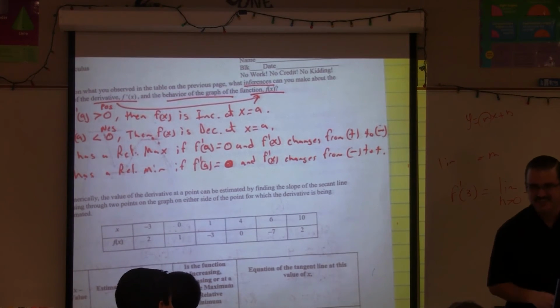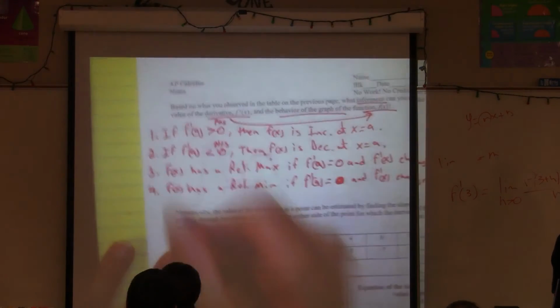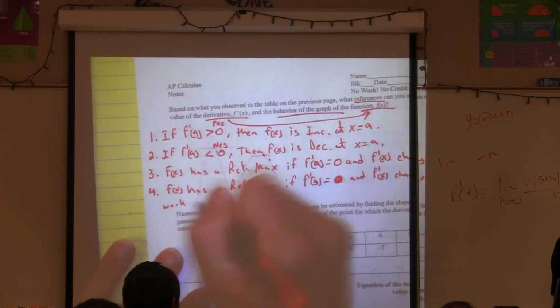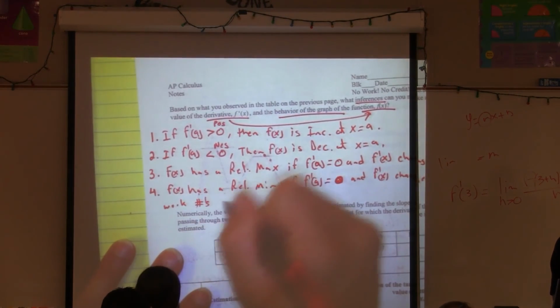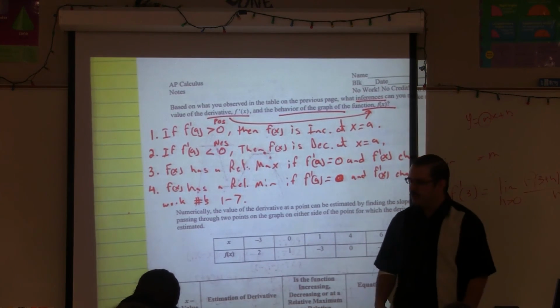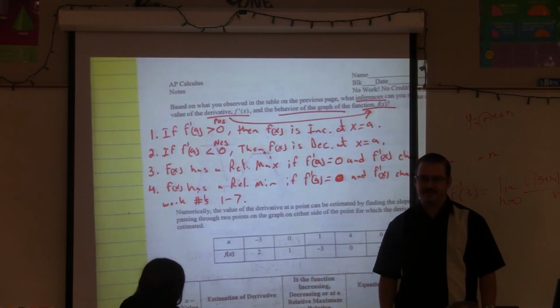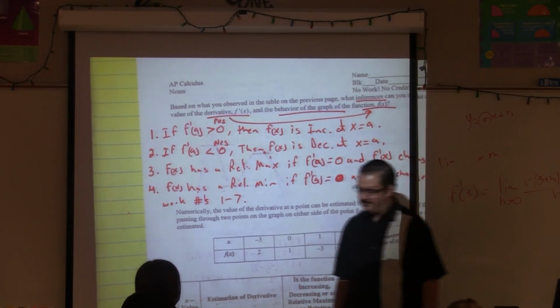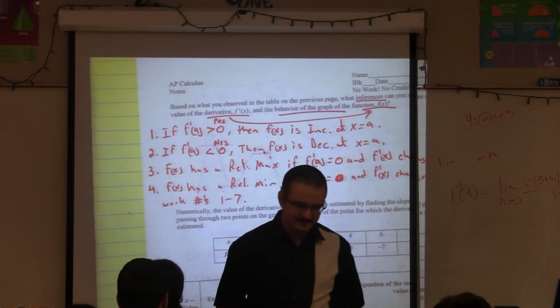Good? Alright, so I'm going to pass out your assignment, and I want you to work on numbers 1 through 7. So you're going to work on numbers 1 through 7 on your assignment, okay? Sounds good? Alright, awesome.